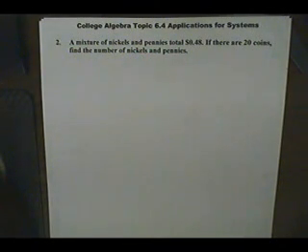College Algebra, Topic 6.4, Applications for Systems. Number 2, we have a mixture of nickels and pennies that's a total of 48 cents. If there are 20 coins in all, find the number of nickels and pennies.